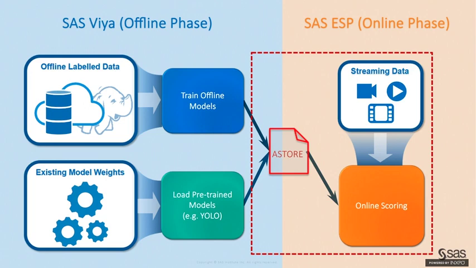But the negative to using the CAS for that is that there would be too much time to get from the client and the server. So SAS ESP, which is event stream processing, allows you to actually install this ESP engine on the edge, or like think of a manufacturing plant.